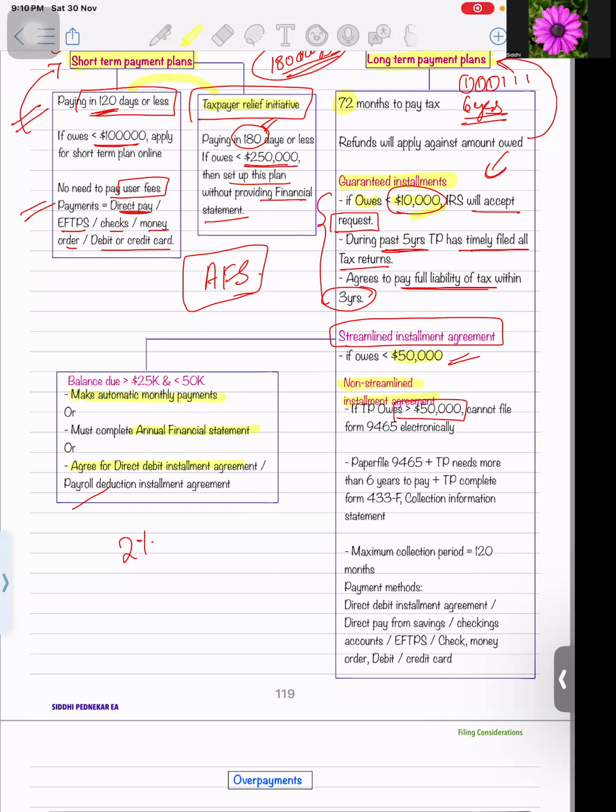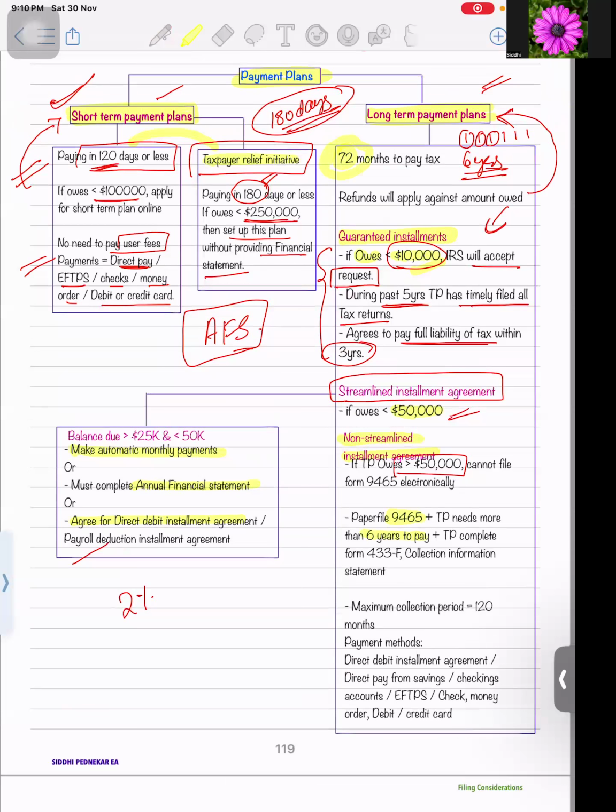You need to paper file a form, okay, 9465, plus they will also have to pay within 6 years. So the 72 months will actually follow over here in the non-streamlined. Streamlined is what? Simple. If your amount is up to 50,000 and you are filing an AFS, like your financial statements are reported to the IRS during the whole year. Whatever you are earning, whatever expenses are there, everything is reported to the IRS in the form of AFS.